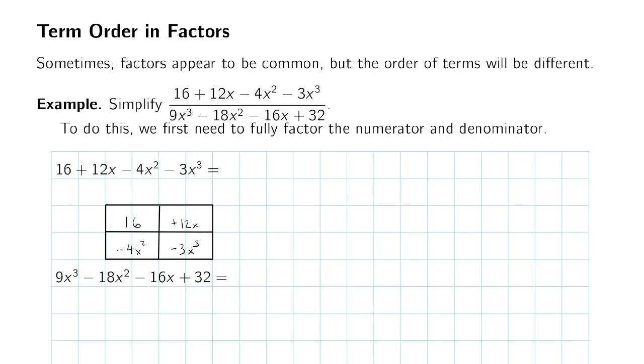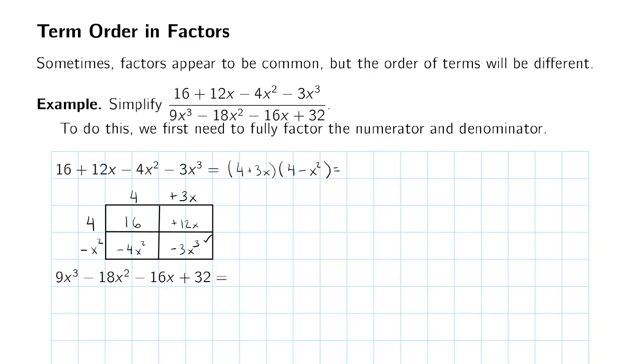Looks like the greatest common factor in my first row is a 4. 4 times what is 16? 4 times 4 is 16. 4 times what is 12x? That'll be a plus 3x. 4 times what is negative 4x squared? That'll be a negative x squared. Negative x squared times positive 3x gives me negative 3x cubed. Yes. So this polynomial factors first as 4 plus 3x times 4 minus x squared.